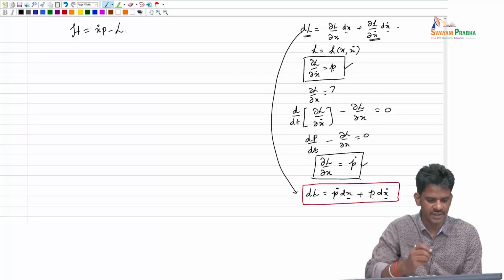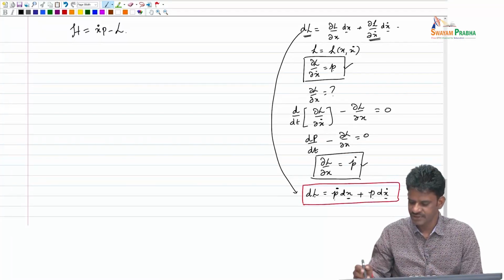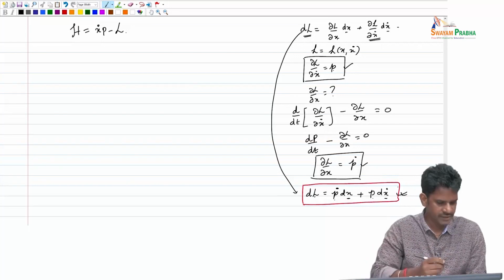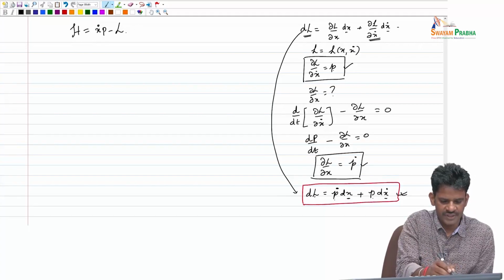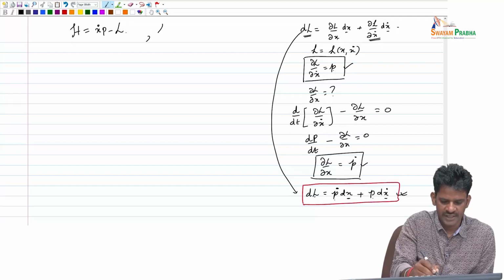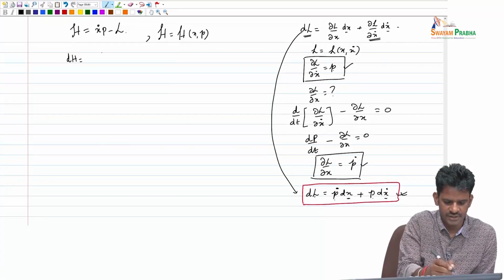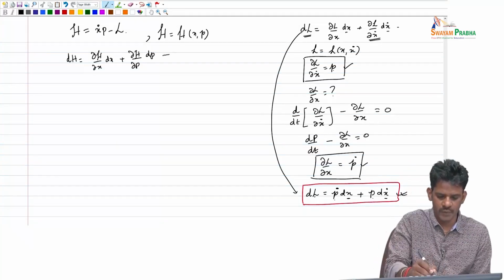So now let's come to this Hamiltonian. I write a differential form for dH, and then we will use this change in dL in this equation and try to get the Hamiltonian equations of motion. All right. So since we have written from a Legendre transformation, we have written the Hamiltonian as ẋp minus L. We also know that the Hamiltonian is a function of x and p. So, like we have written here, we should also be able to write dH is equal to ∂H/∂x dx plus ∂H/∂p dp. Okay. So, this is one equation.